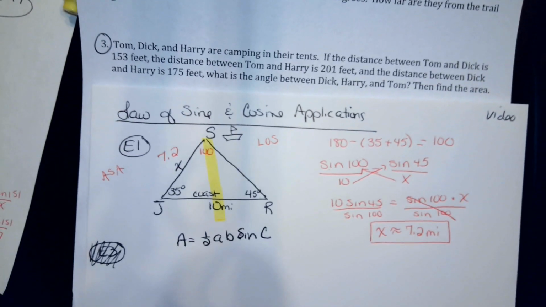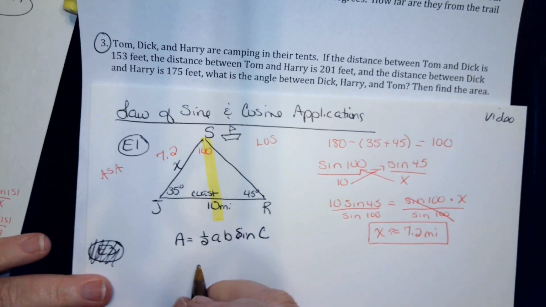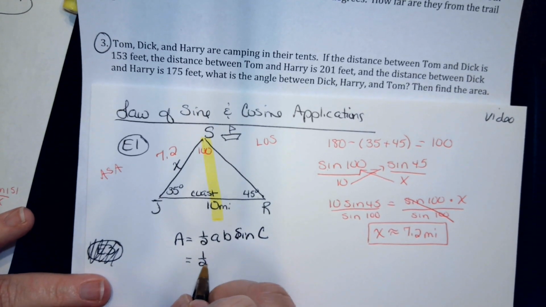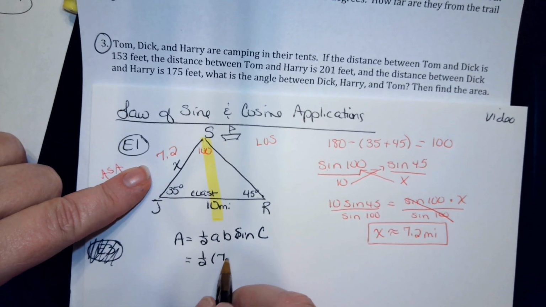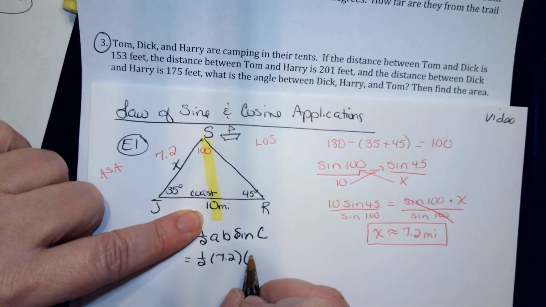I keep wanting to write cosine. I don't know why. So if I accidentally write cosine, know that it's supposed to be sine. If you forget, just look back at your notes from yesterday, but it's supposed to be sine. All right, so we'll come right here, we're going to say 1/2 times one of our sides, 7.2, times the other side of 10.